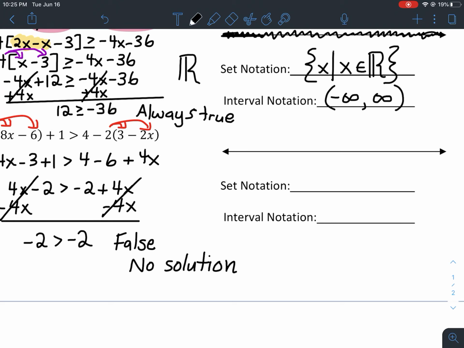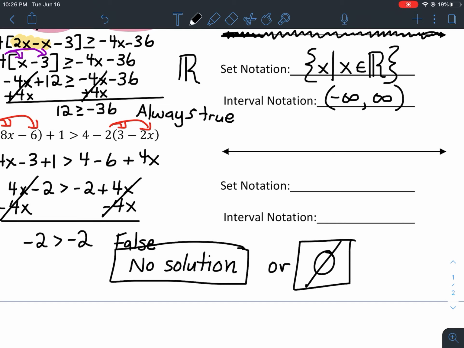And for your set notation, you really don't need to write your set notation as long as you write no solution, or you could put the symbol for no solution, which is a 0 with a line through that. That is plenty fine for your answer for a no solution problem.